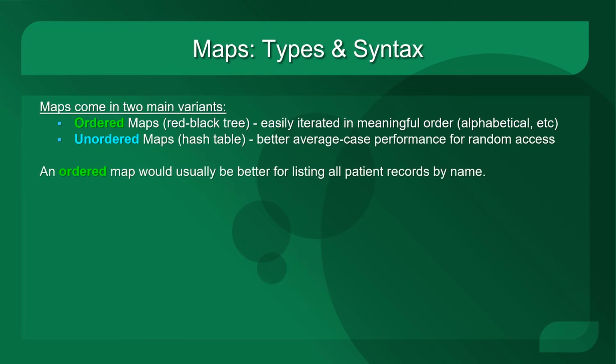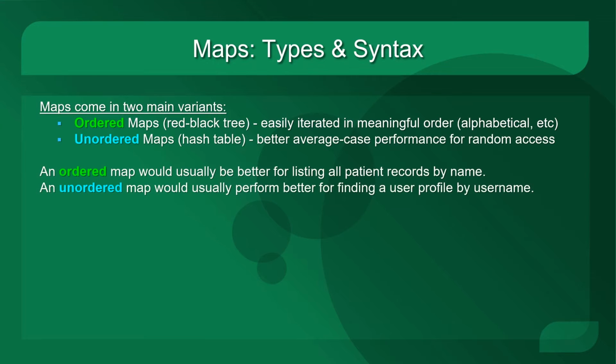An ordered map would perform better if we wanted to list all patient records by the patient's name. An unordered map would work better if we're trying to get a user profile by using the username. In other words, if we're listing things in some specific order, an ordered map is going to be more effective, while an unordered map is going to be more effective for random access average case. With that said, most of the time ordered maps are built in such a way that they have much better access time even for random access than most list implementations.